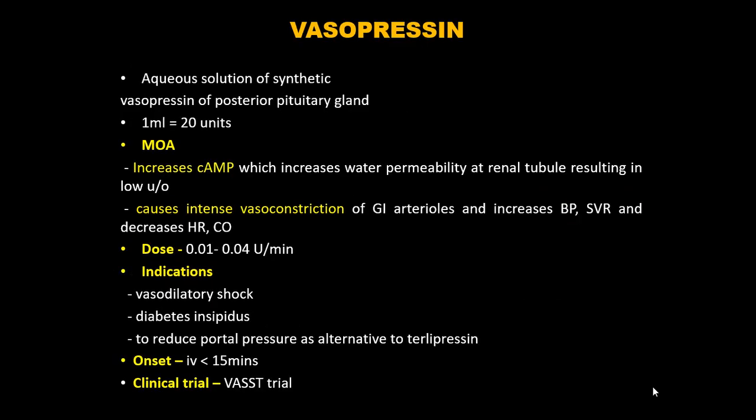Vasopressin: 1 ml contains 20 units. Mechanism of action is through increasing cyclic AMP, which increases water permeability at the renal tubule, resulting in low urine output. It causes intense vasoconstriction. Indications are vasodilatory shock, second after norepinephrine, you can start vasopressin, and diabetes insipidus, and to reduce portal pressure as an alternative to terlipressin.